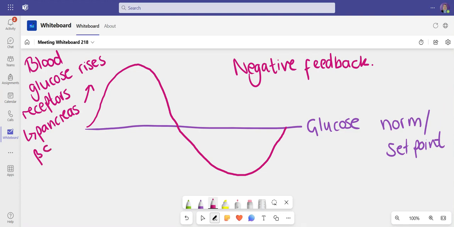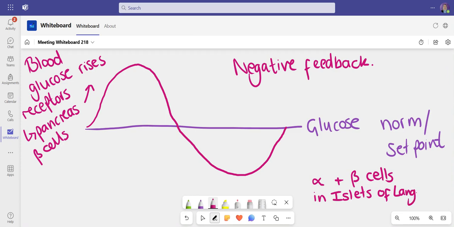Okay, so it's beta cells, and I'll just pop down here. We've got some cells called alpha and beta. I'll talk about alpha in a minute. Cells are found in the islets of Langerhans, which is a group of cells in the pancreas. We've talked about the pancreas in digestion, making the enzymes, but they also make these hormones.